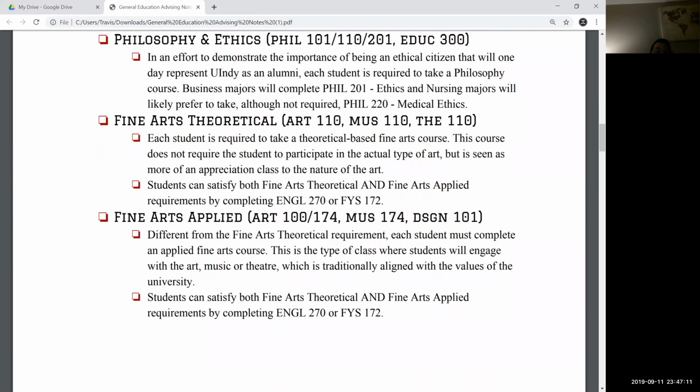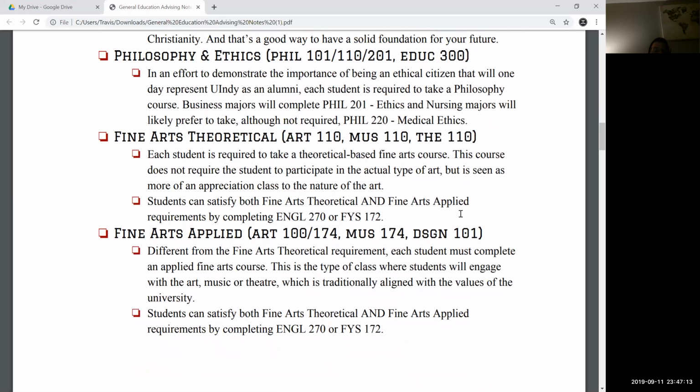The next two are the ones that I get asked about a lot, and that is the fine arts requirements. So there's two fine arts requirements. So I want to break this down. I want you to pay attention to this for me. One class has to be the theory, the theoretical. The other is the applied.